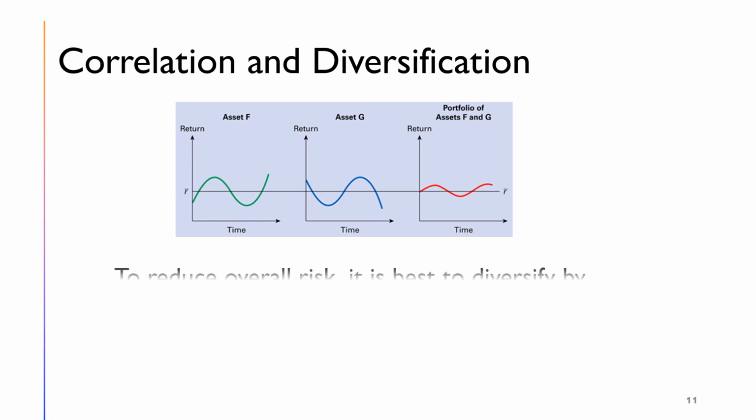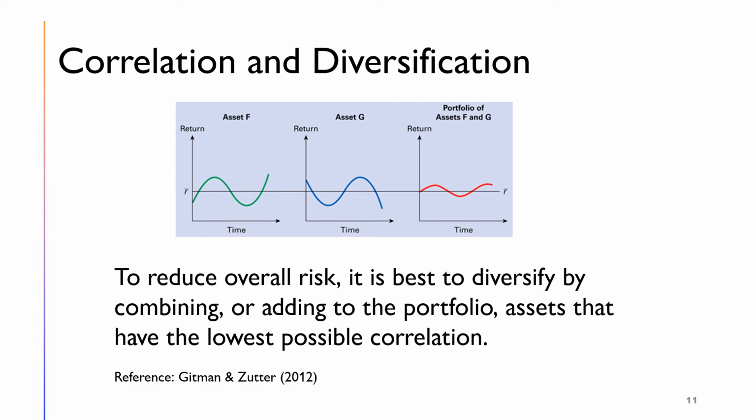As a conclusion, to reduce overall risk, it is best to diversify by combining or adding to the portfolio assets that have the lowest possible correlation. Combining assets that have a low correlation with each other can reduce the overall variability of a portfolio's return.